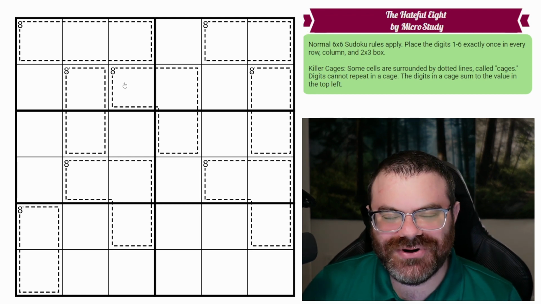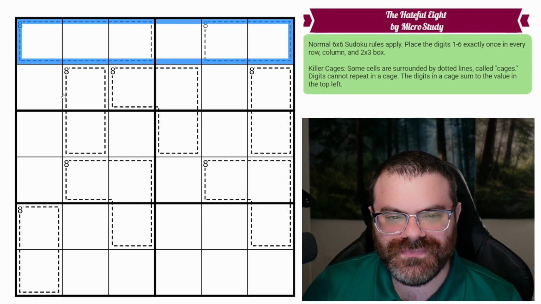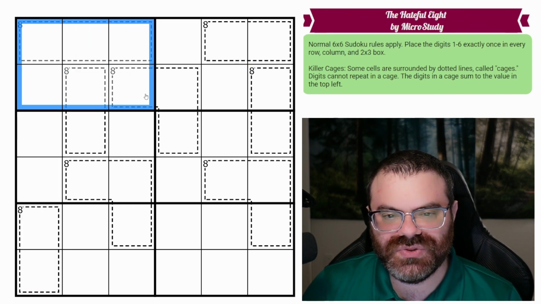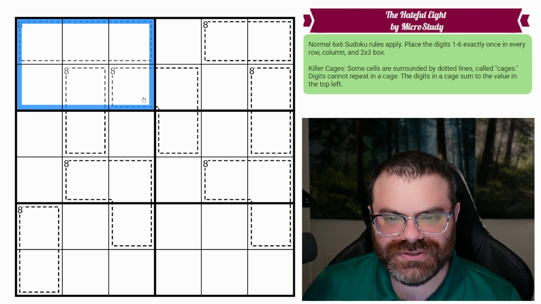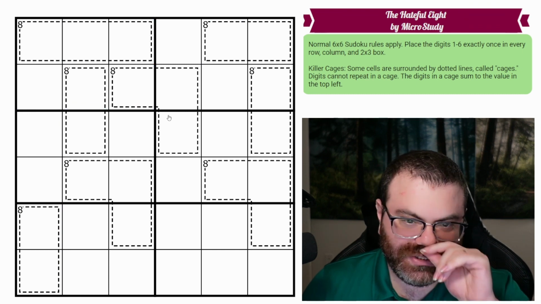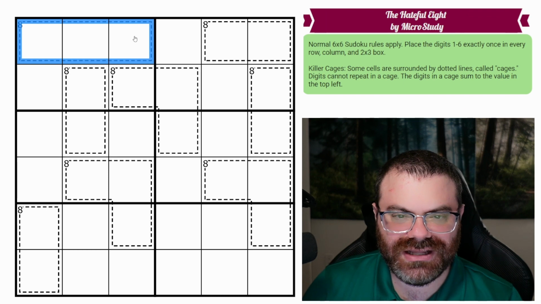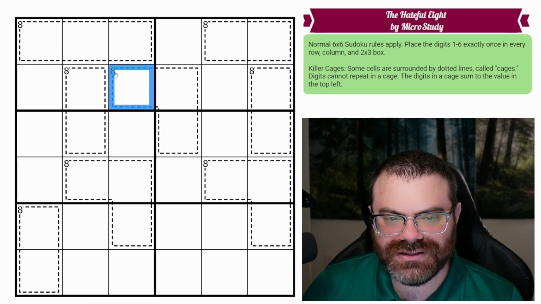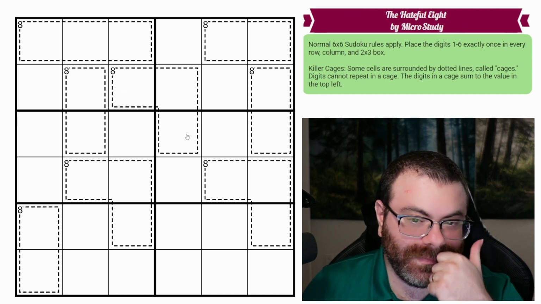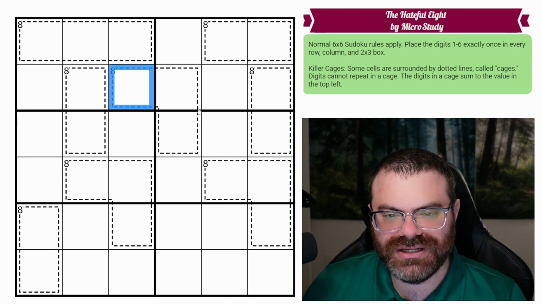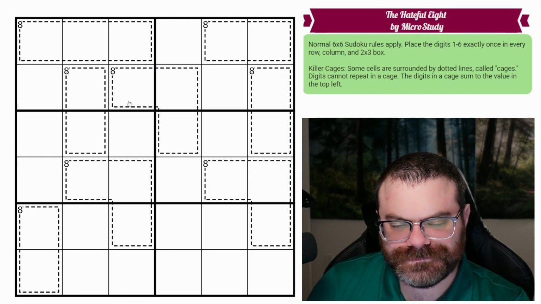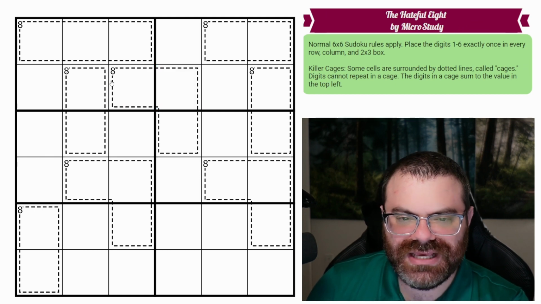Additionally, we have normal Sudoku rules. So in every row, every column, and every 2x3 box, we are placing the digits 1 to 6 exactly once each. Additionally, we have killer cages in the grid. So there's these dotted lines that surround cells, like let's say these three. And then the clue in the top left is the sum of the digits in the cells. So additionally, we can't repeat digits in the cages. So we can't repeat digits and they have to sum to the top left.